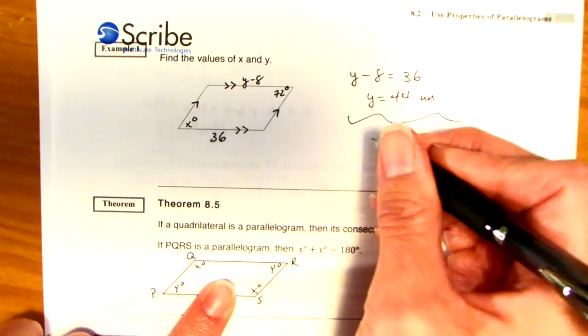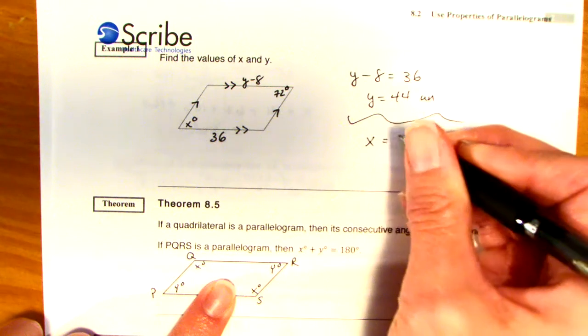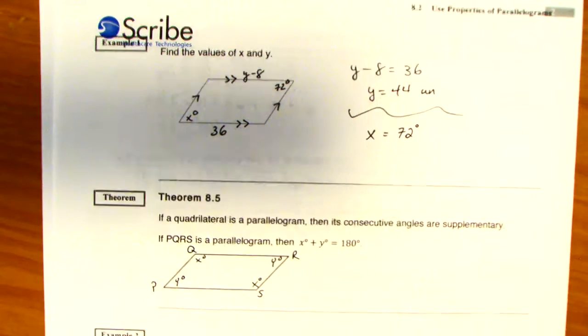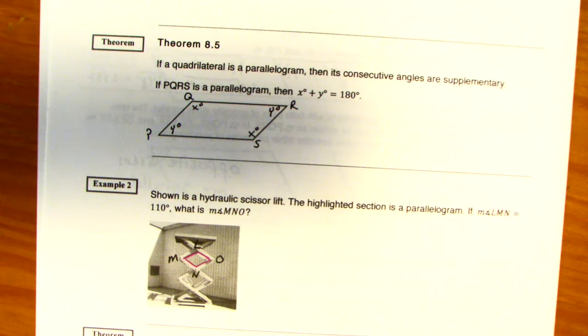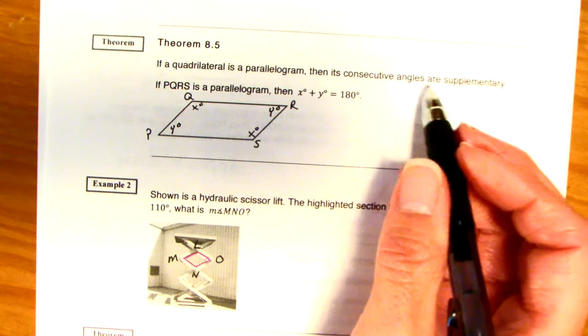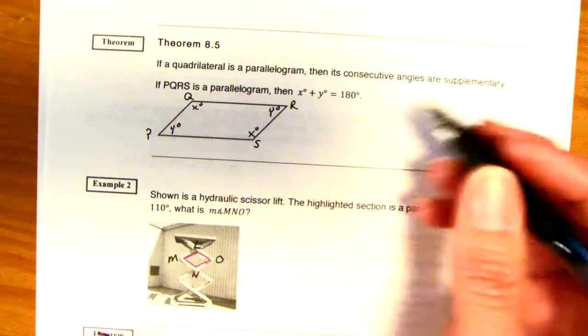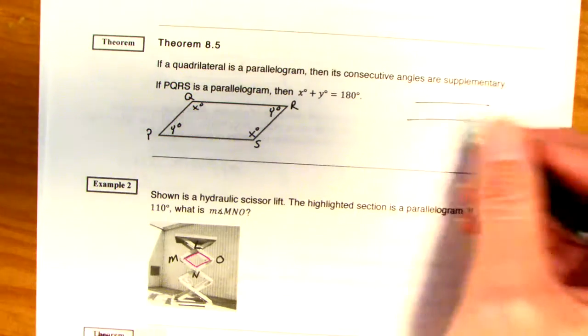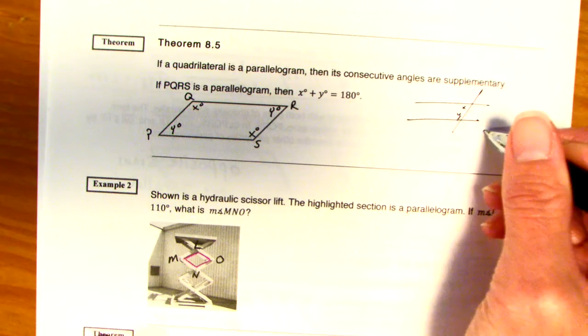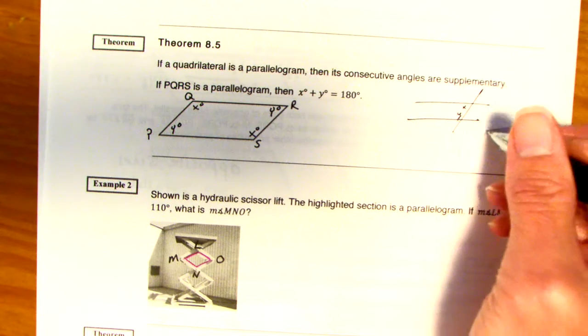Opposite angles are congruent. So x is equal to 72 degrees. That's not too hard. Theorem 8.5: If a quadrilateral is a parallelogram, then its consecutive angles are supplementary. Remember, if you have parallel lines cut by a transversal, this angle and this angle will equal 180.